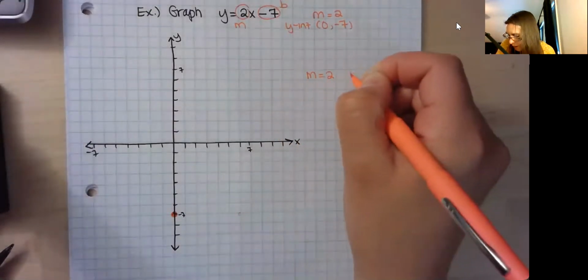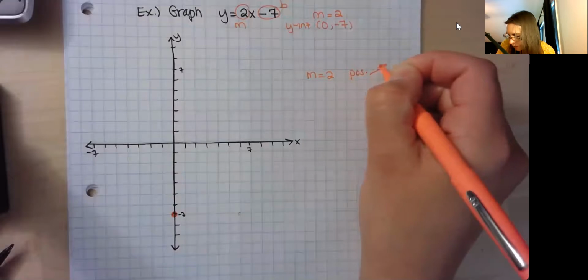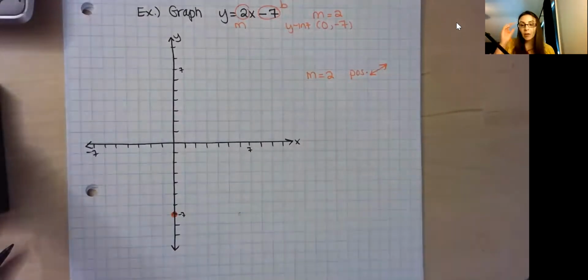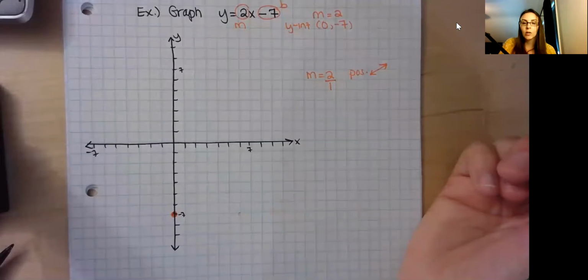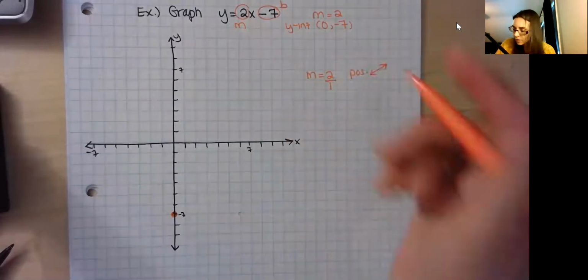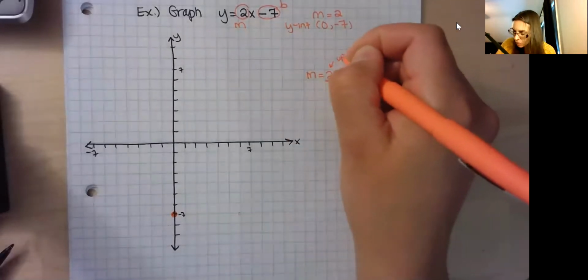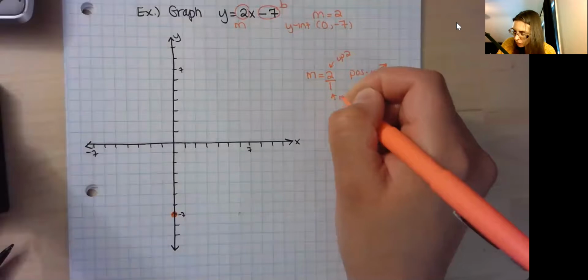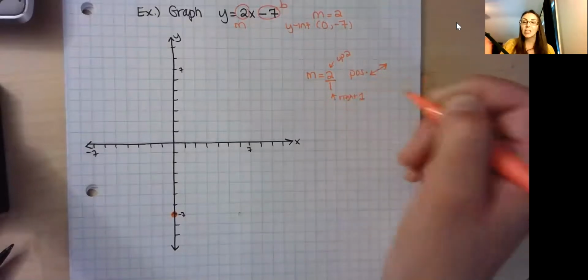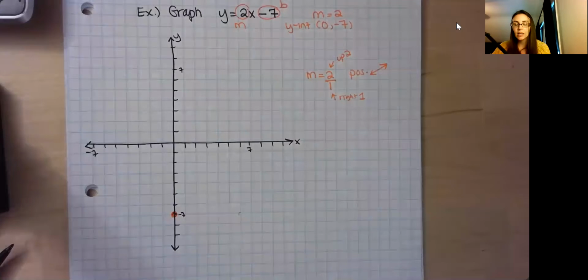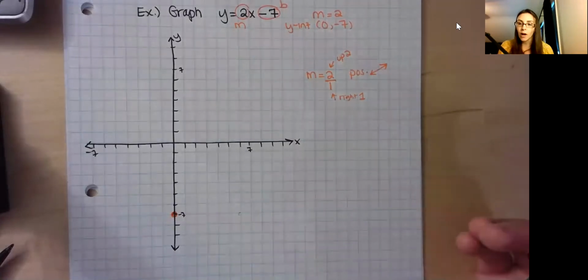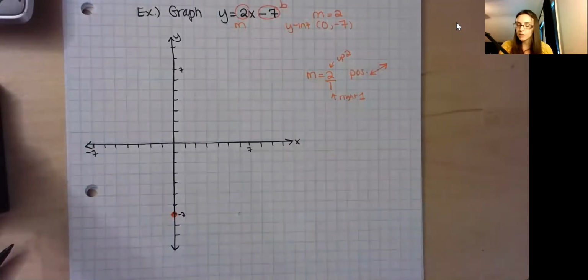Now it is definitely positive, so I know I'm going to have some sort of increasing line. If I don't have a denominator, I can always put a 1 there. So going in the positive direction, I'm going to go up 2, and to the right 1. In general, we always move to the right. That's how we read graphs, from left to right, so that's how I tend to draw as well. But if I have to work backwards, I can do that too. I try to usually go towards the right.